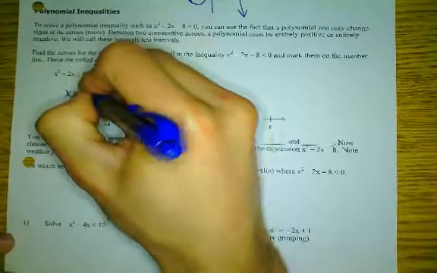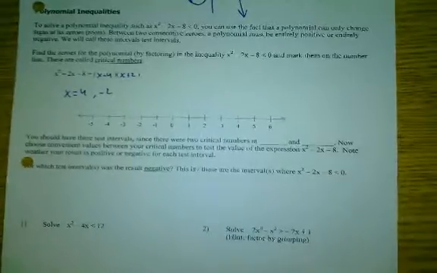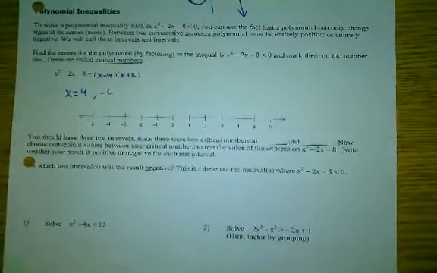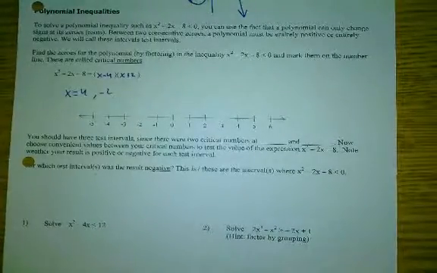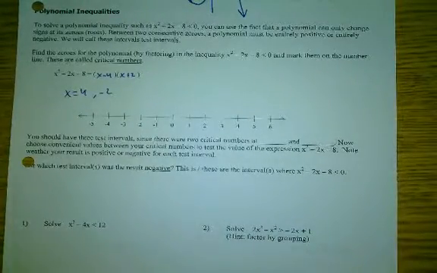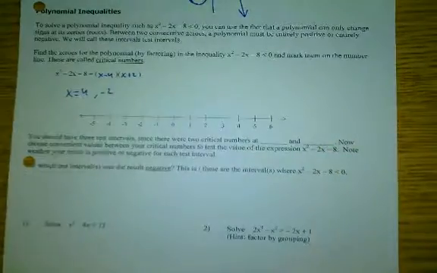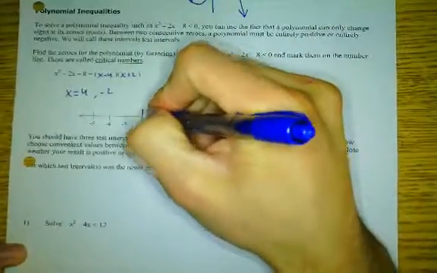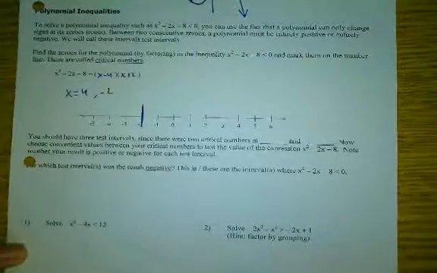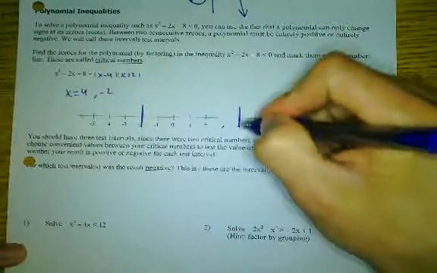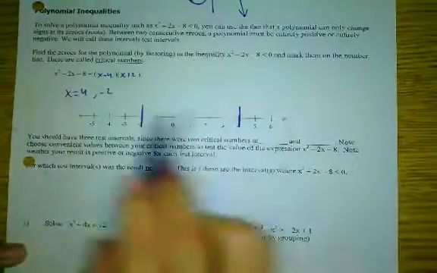Good. Now, what you're going to do is you're going to use those numbers to create a number line to help you figure out what intervals this polynomial is less than 0. So what you do is at negative 2, you're going to create like a little barrier. You're going to divide your number line. And at 4, another barrier. That's going to break up your number line into 3 different intervals.